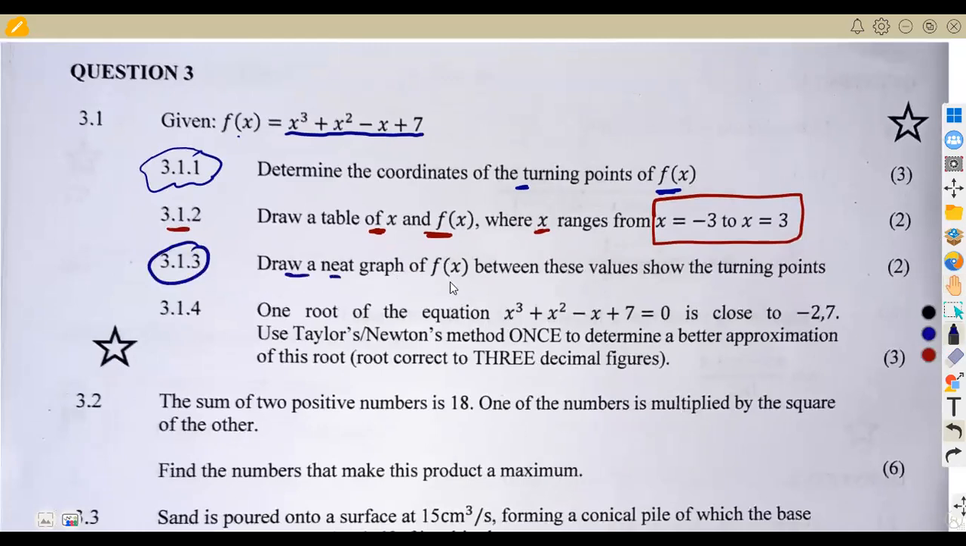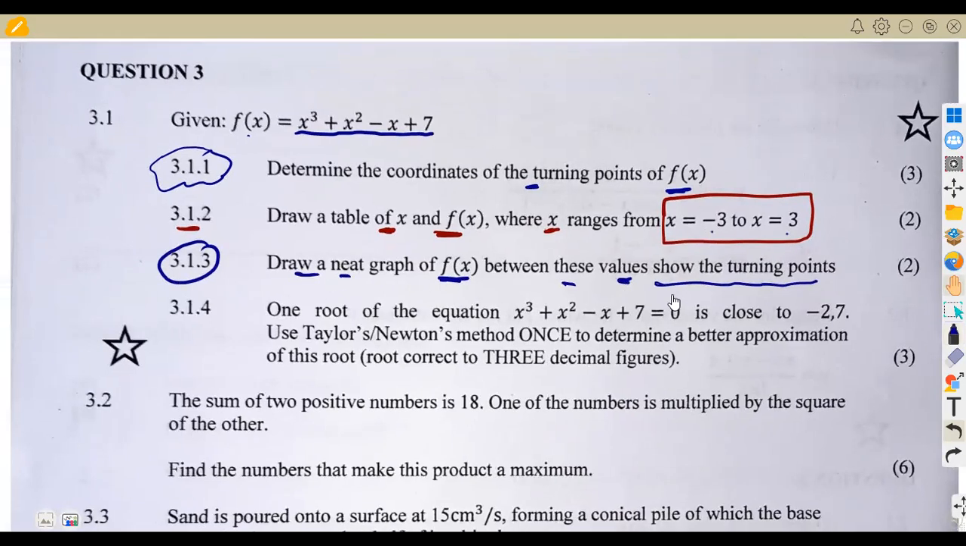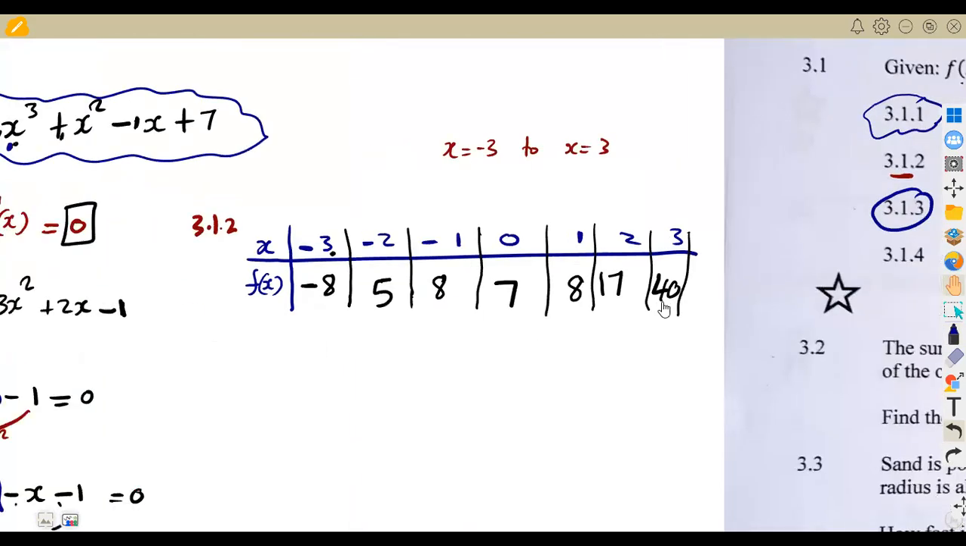3.13, draw a neat graph of f(x) between these values. Show the turning points. So between the values of x equal to -3 to x equal to +3, that is where we are supposed to draw this graph of f(x).